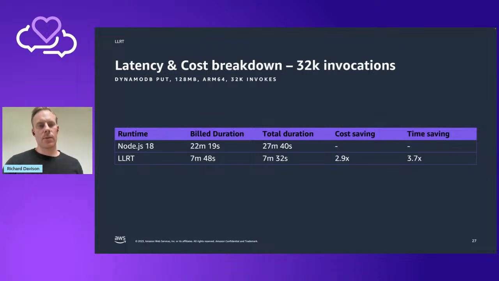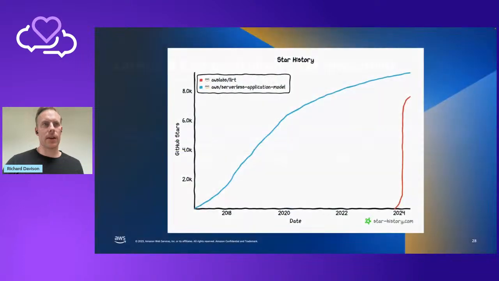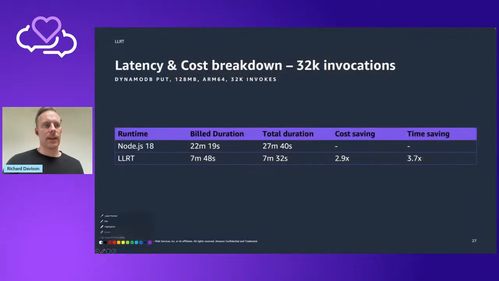And what does this mean? Taking a look at the cost and latency for that particular test, we can see that Node.js had a build duration of 22 minutes and 19 seconds, and LLRT had only 7 minutes and 48 seconds. The total duration is a bit different between Node.js and LLRT, depending on how billing is calculated. But this means that we have a cost saving of 2.9x, running the same code with LLRT, and a time saving of 3.7x, so 3.7 times faster in general across both cold starts and warm starts.